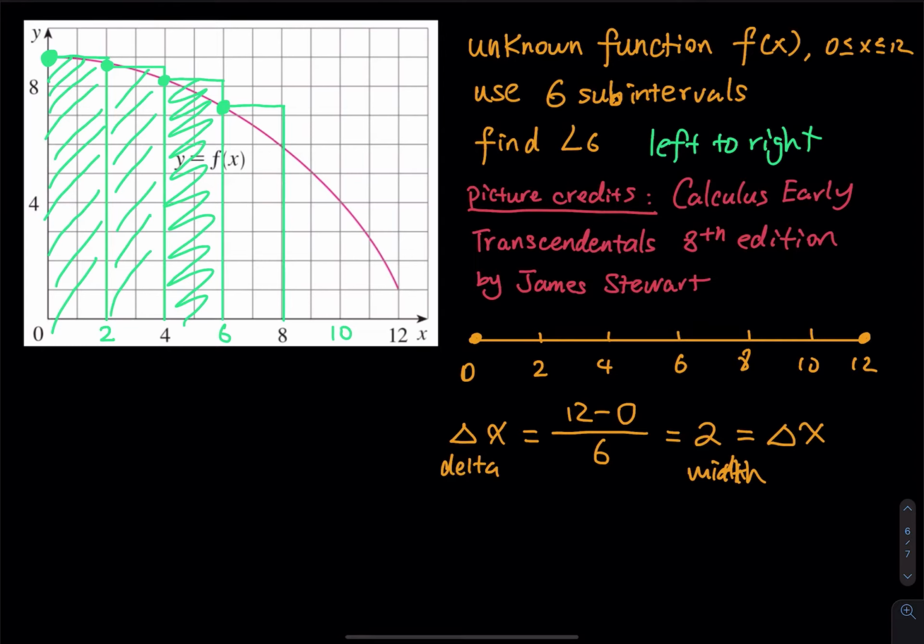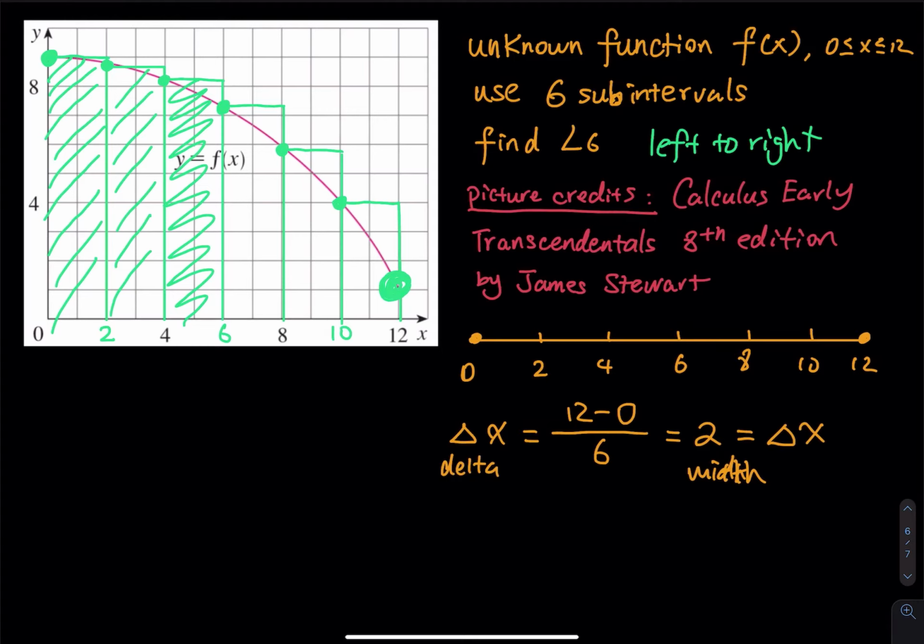So that's the next rectangle, when x is equal to 8, a point on the curve. And then when x is equal to 10, a point on the curve. We have that. Now, answer a question for me. Do we need to consider x equals 12? Do we need this point? Do we need it? The answer is no.